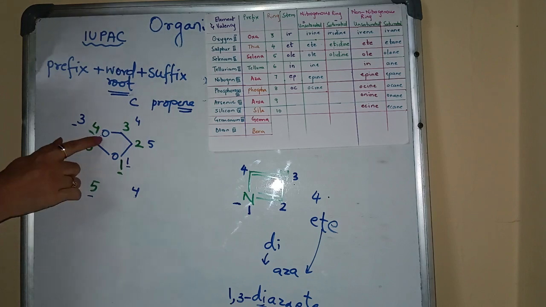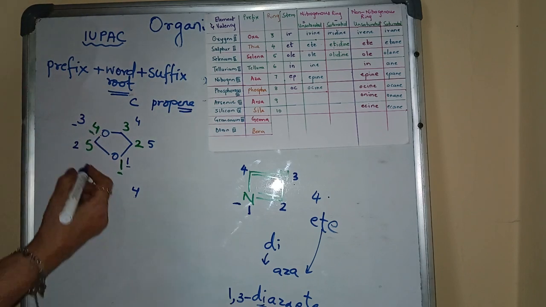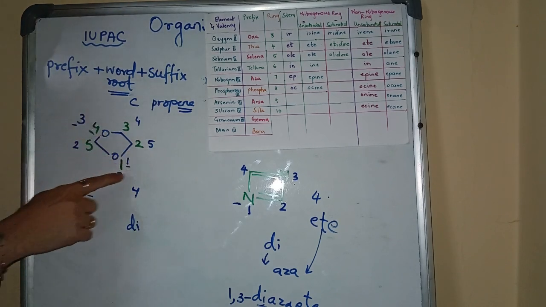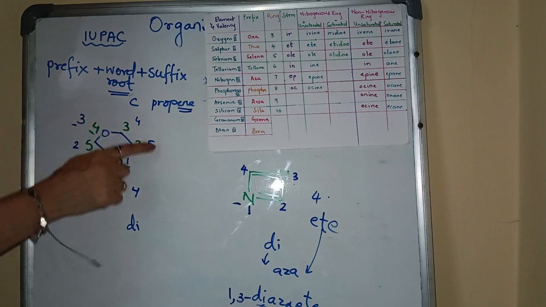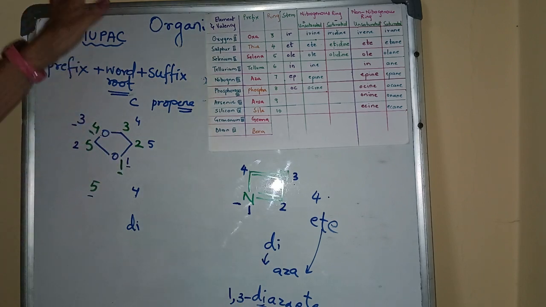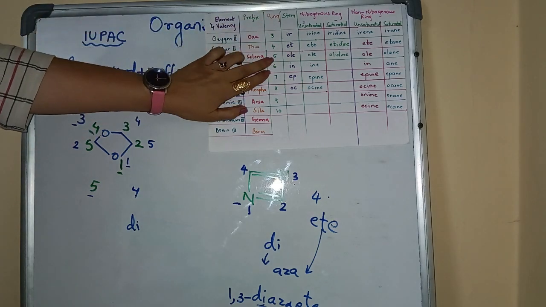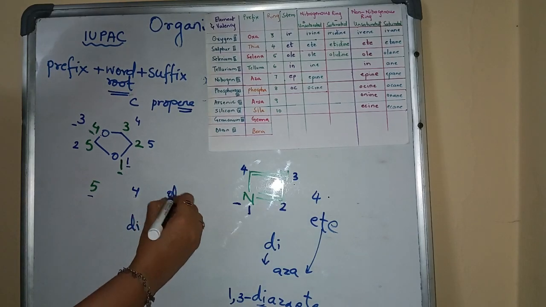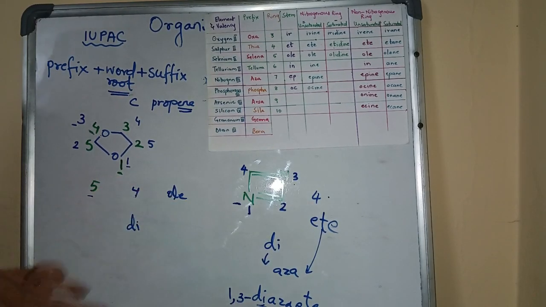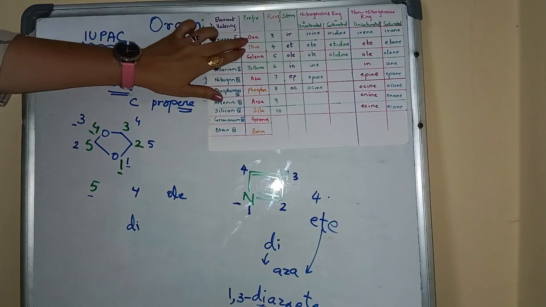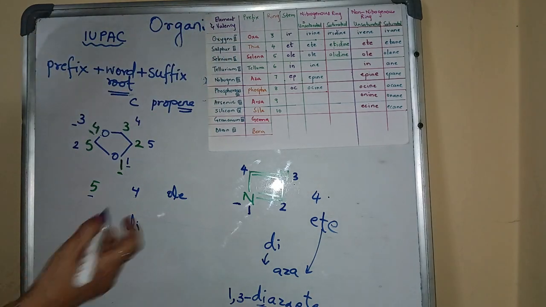Now, how many atoms of oxygen are present? 2 atoms. So we can immediately write di. Next, how many members are present? 1, 2, 3, 4, 5. The ring is a 5-membered ring. So for a 5-membered ring, the stem word is ole. O-L-E. This is our stem word. We know 2 oxygen atoms are present. The prefix of the oxygen heteroatom will be oxa. So we write down oxa.